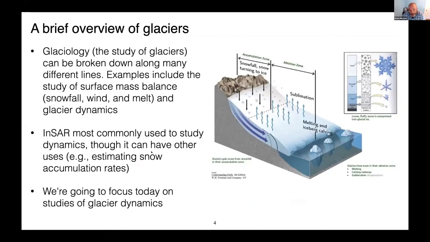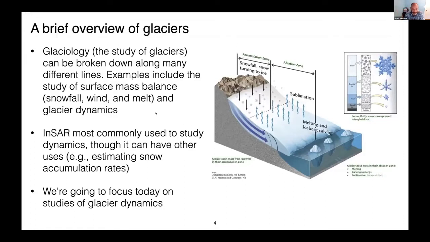So glaciology, being the study of glaciers, can be broken down along many different lines. Some examples include the study of surface mass balance, that is rates of snowfall, wind speeds, melt, and so forth, and then glacier dynamics. Glacier dynamics is what I do. So InSAR is most commonly used to study glacier dynamics, but it can have other uses.